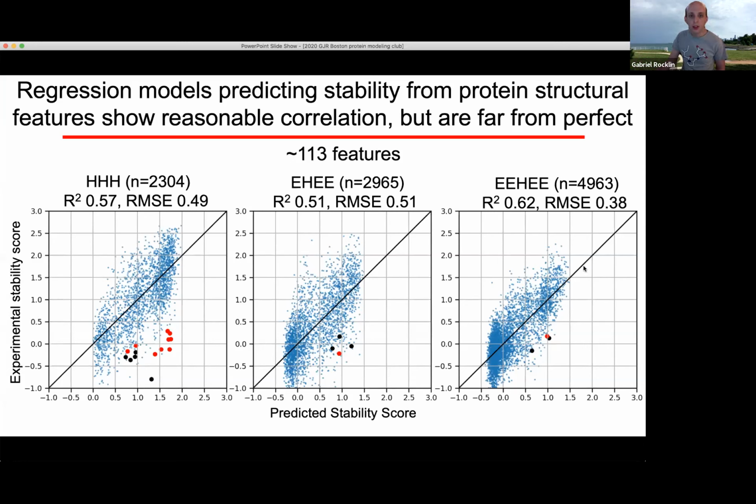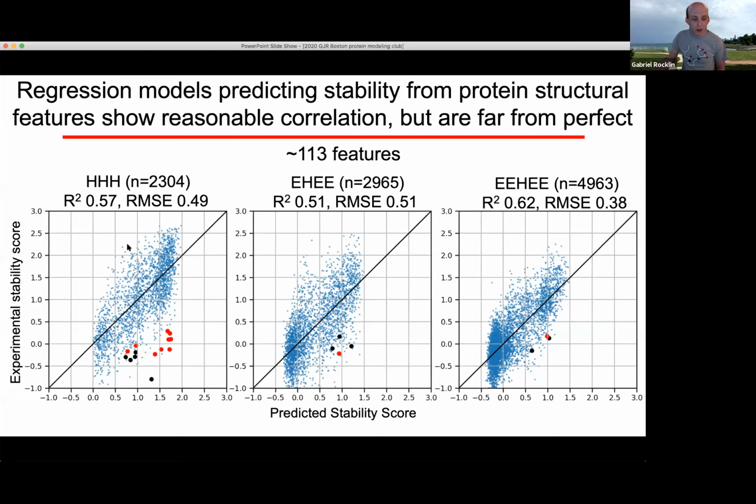And what you can see from these regressions is that they capture some amount of the variation in stability, but the regressions are far from perfect. And not only that, but there are some particular designs, outliers that can be quite far away from the fit line.